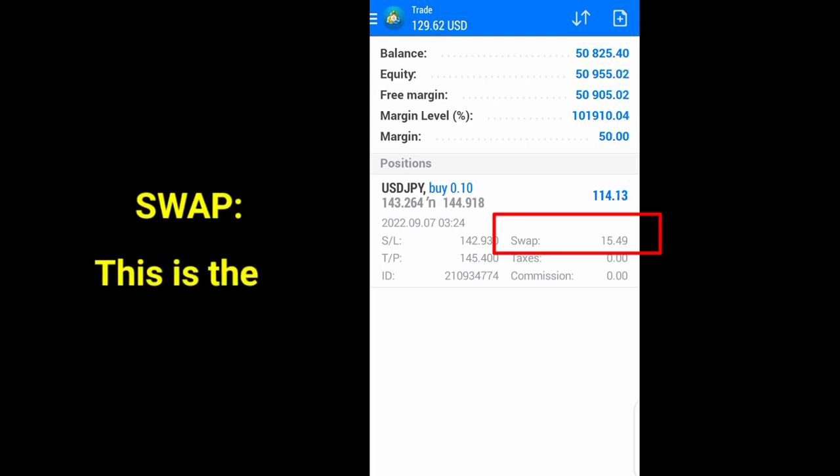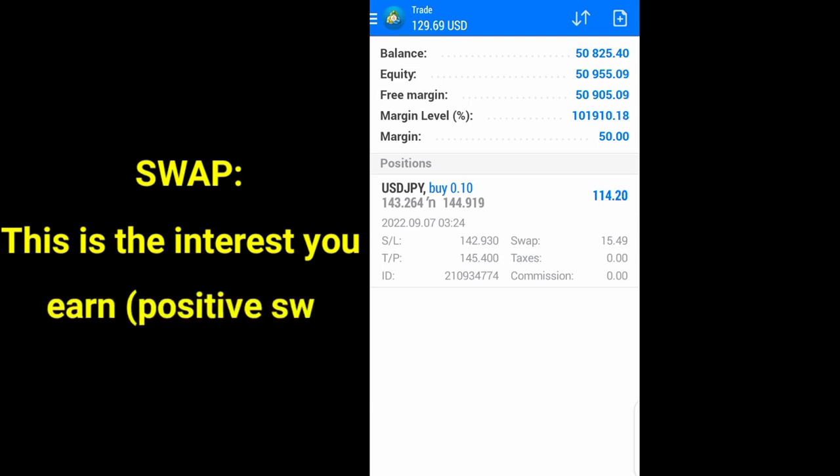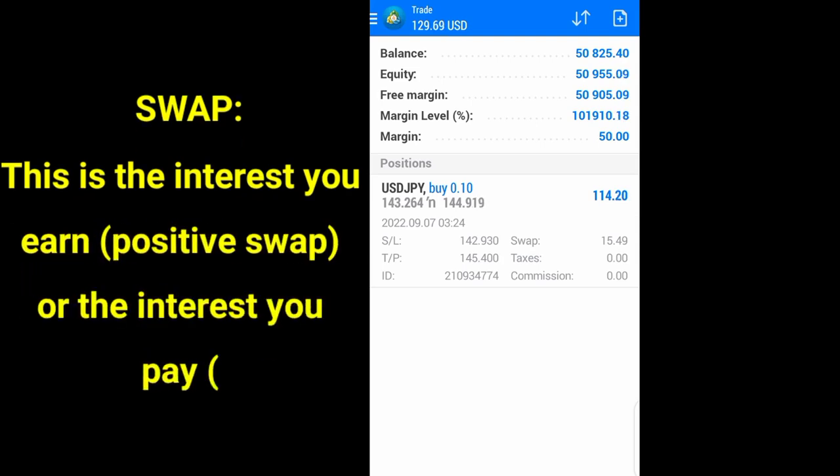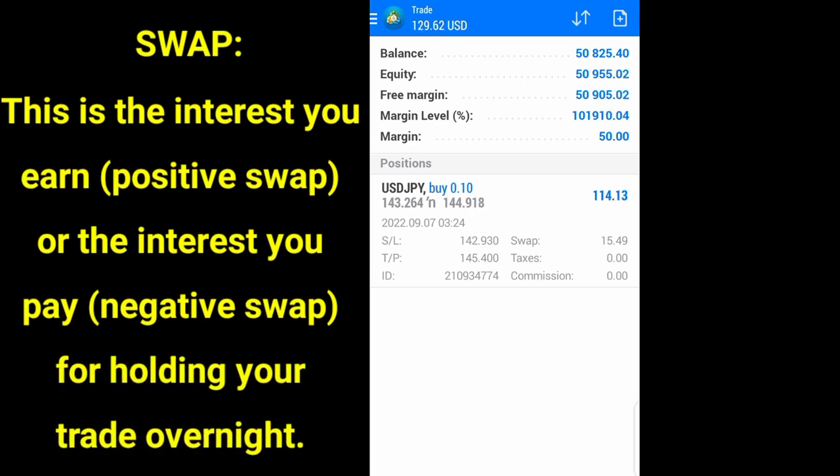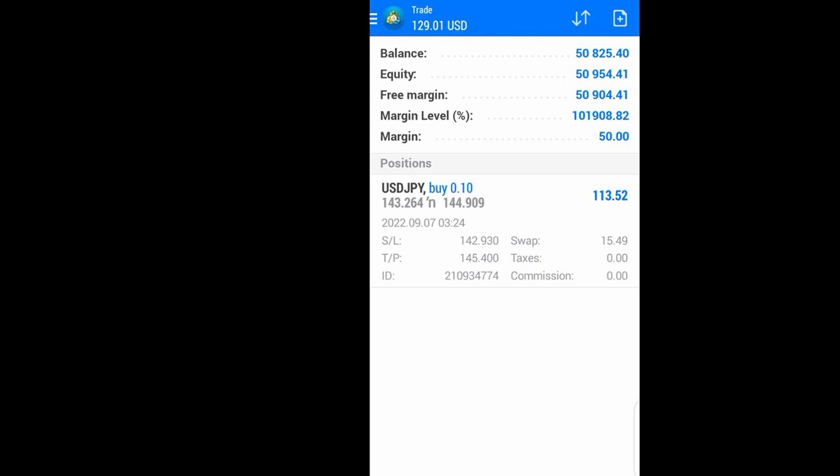A swap is the interest that you are paid, or the interest that you pay, when you leave your trade overnight. So if you are buying a currency with a higher interest rate, then you are paid a swap when you leave that currency over the night. But if you are selling a currency with a higher interest rate, then you are required to pay an interest when you leave your trade over the night. So here is how you determine the swap that you will be paid.